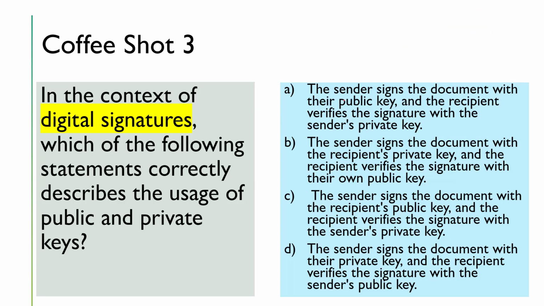So option A: sender signs the document with their public key and recipient verifies the signature with the sender's private key. This is not true, because if the sender signed the document with their public key, he would have to share his private key.